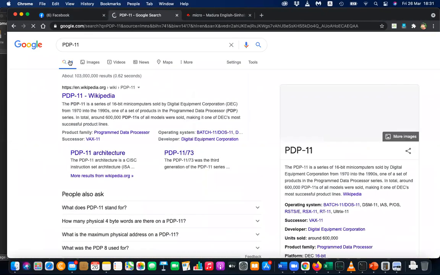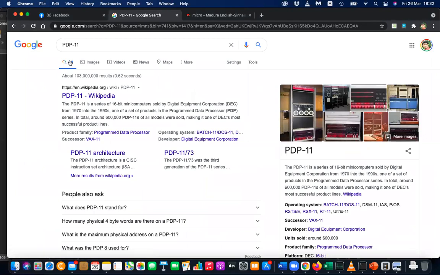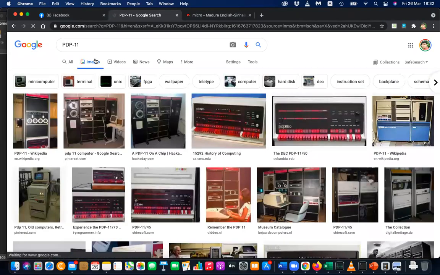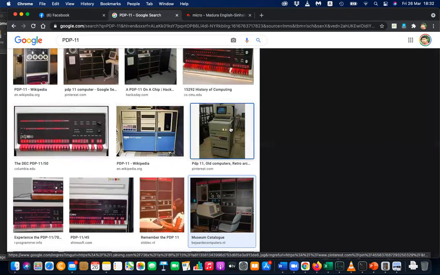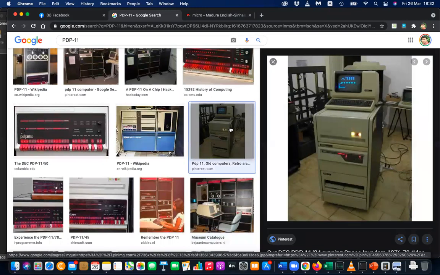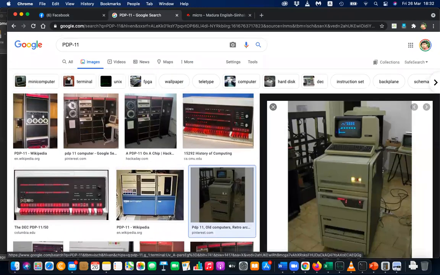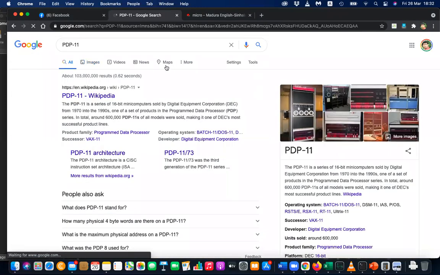PDP means Programmed Data Processor. So this is the machine, and you can see a small monitor is used with the PDP. All PDP computers, Programmed Data Processor, use a small monitor.